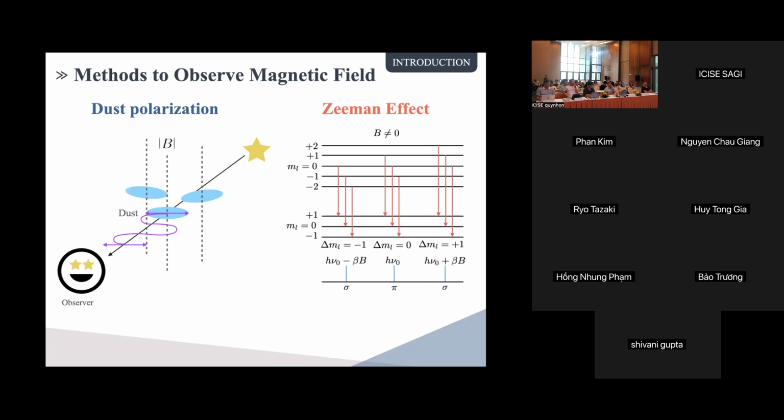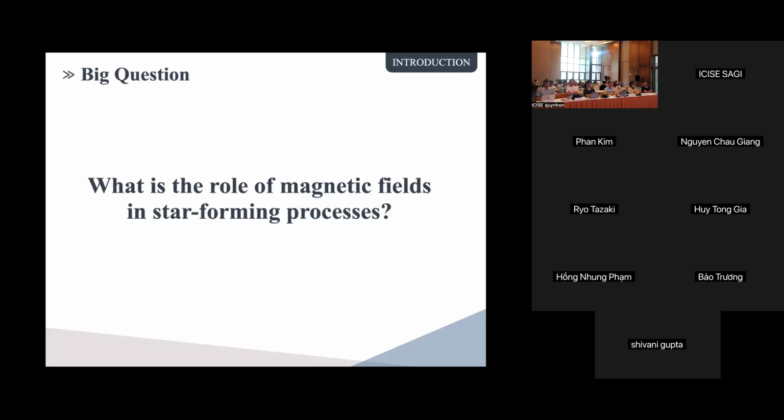I only show two methods here, dust polarization and the Zeeman effect. Dust polarization, yesterday and today we said that already. From the start, the elongated magnetic dust grains are aligned with the magnetic field lines, so we can see that the dust emission is polarized. In the case of the Zeeman effect, there is a magnetic field on the molecular cloud. Due to the difference of the angular magnetic momentum, the line is split, and the splitting is proportional to the magnetic strength. So it is the only method to directly estimate the line of sight magnetic strength.